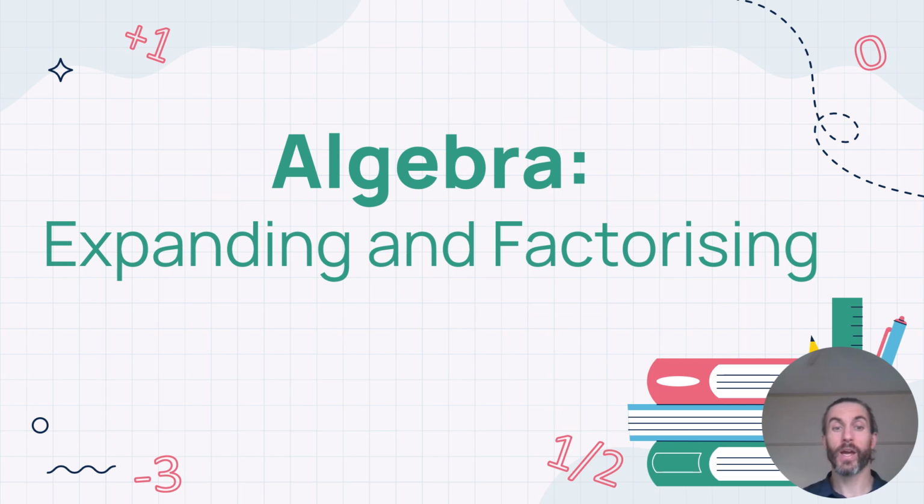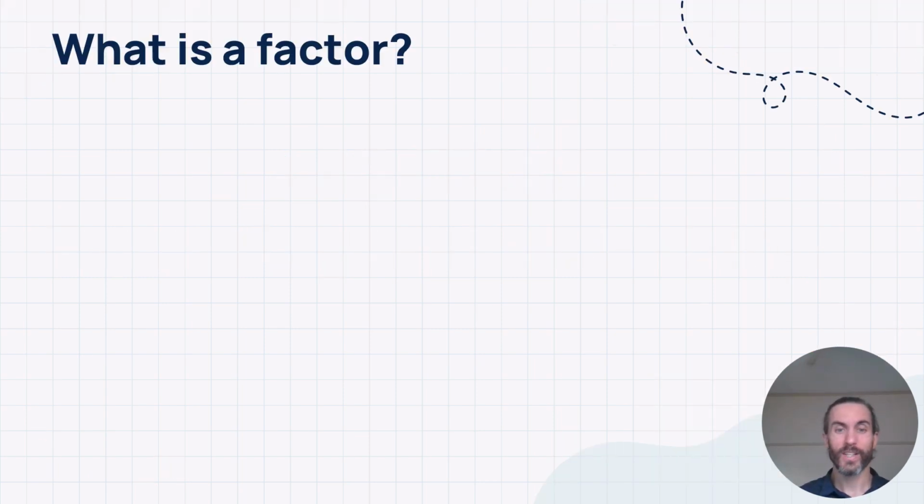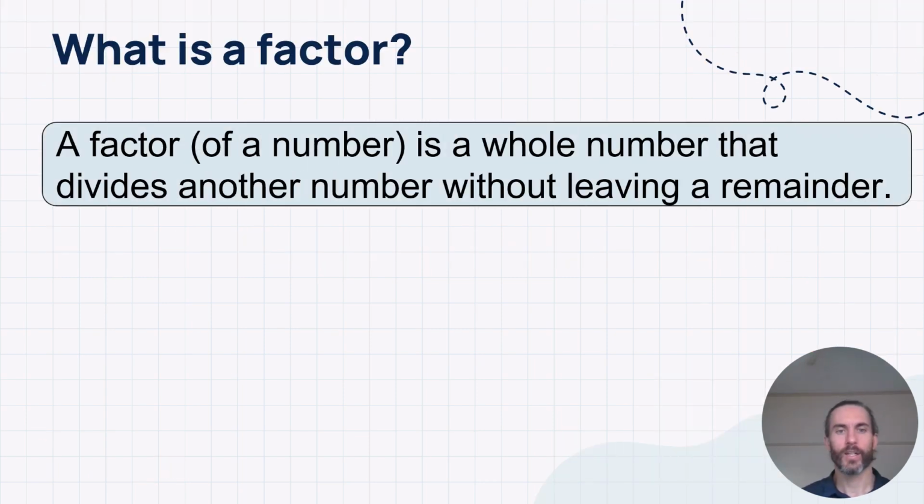Hey, we've looked at expanding some algebraic expressions. Now we're going to look at factorizing. But what is a factor? Well, a factor of a number is just a whole number that divides another number without leaving a remainder.